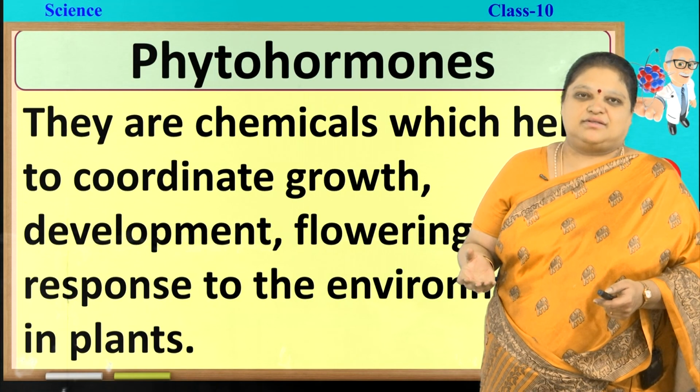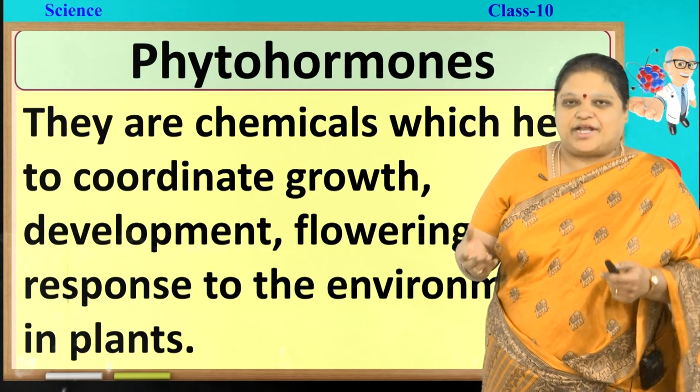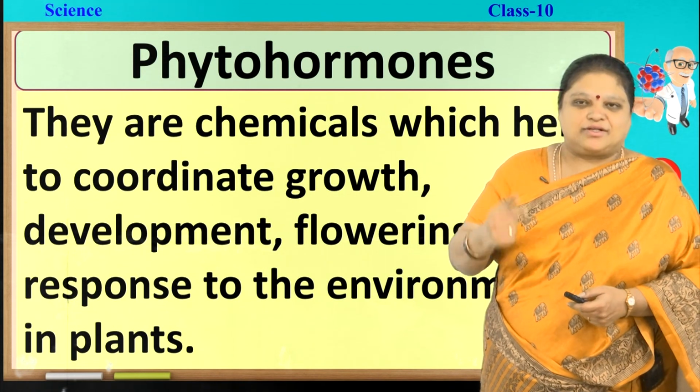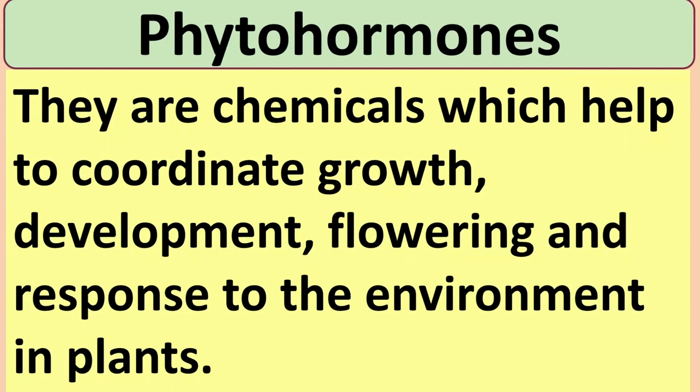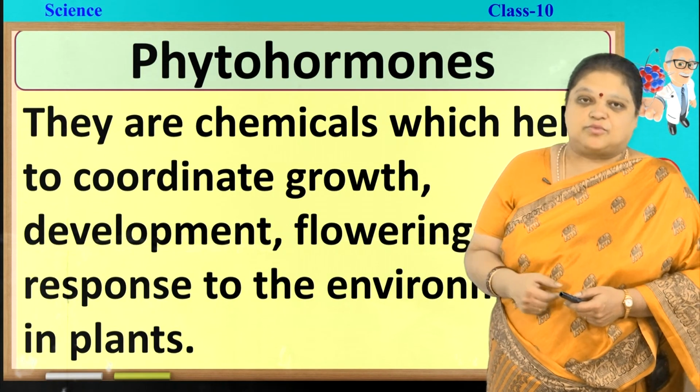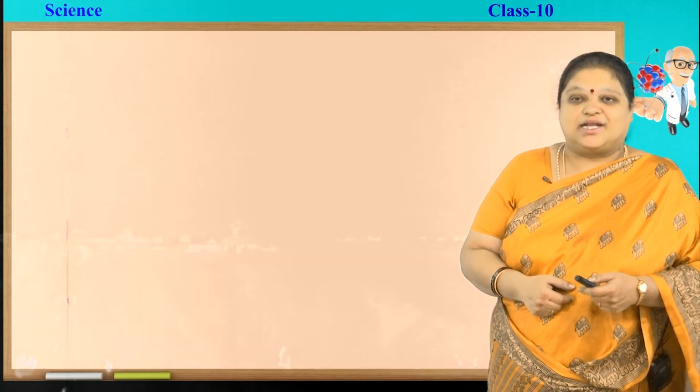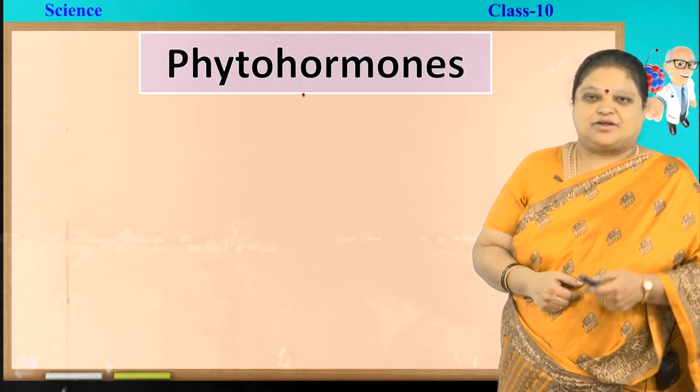They are nothing but phytohormones. Phytohormones are nothing but plant hormones. They are the chemicals which help to coordinate growth, development, flowering and responding to the environment in plants. So plant hormones are responsible for this. Now let us see the different types of plant hormones.